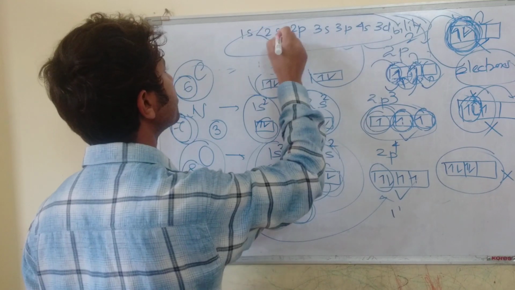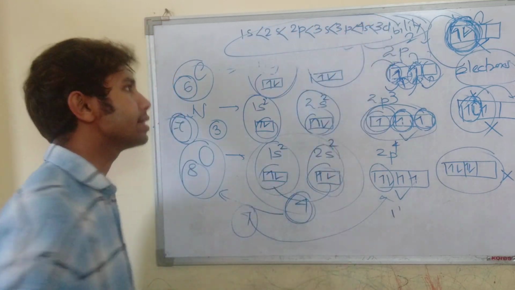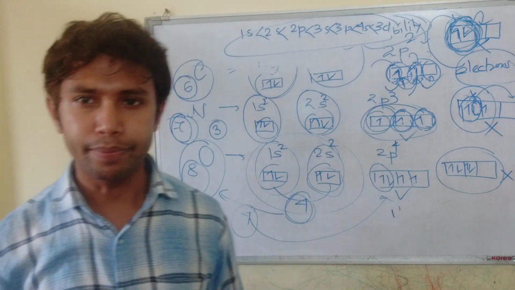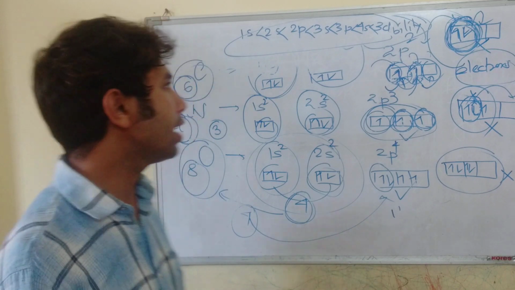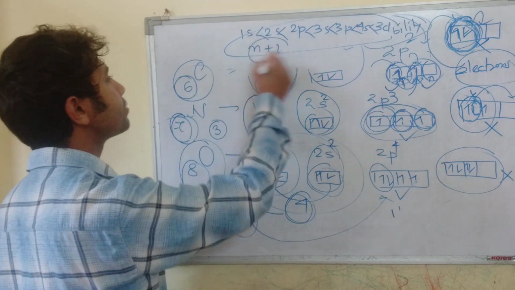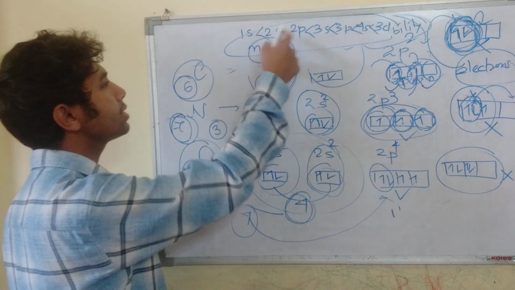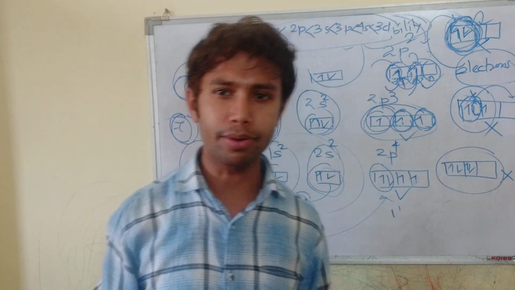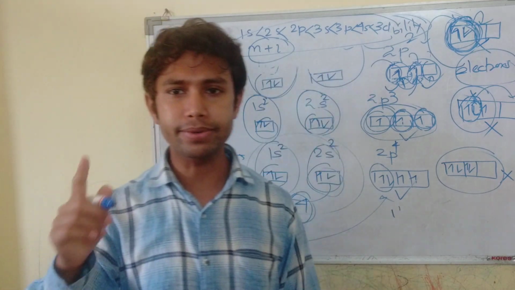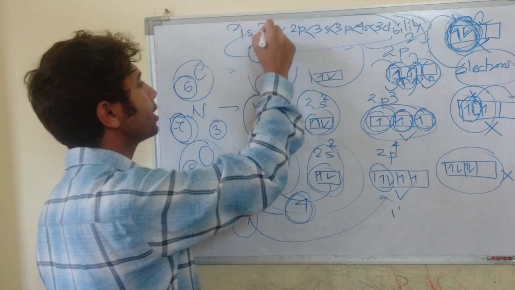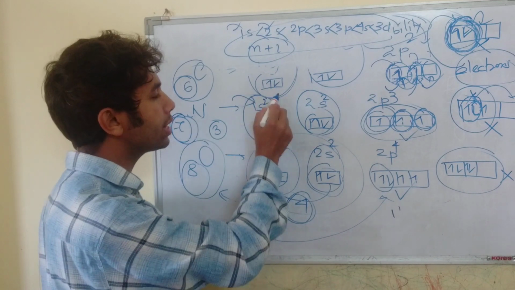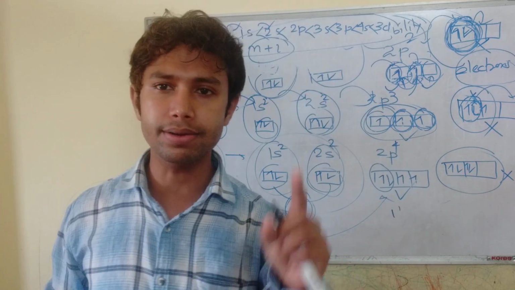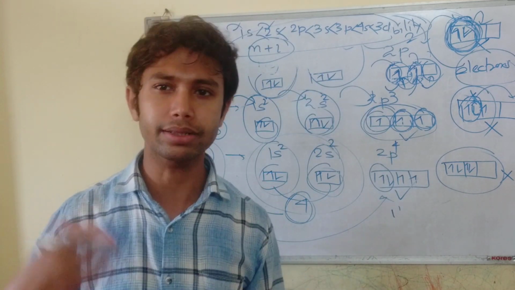By applying the n plus l rule, we have seen that 1s, then 2s, then 2p, then 3s, 3p, 4s, 3d: like this, the energy of the orbitals increases. So we have to fill up first the 1s orbital, then 2s, then 2p, then 3s, then 3p, then 4s, then 3d. We have to move like this.